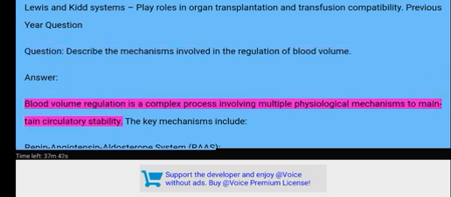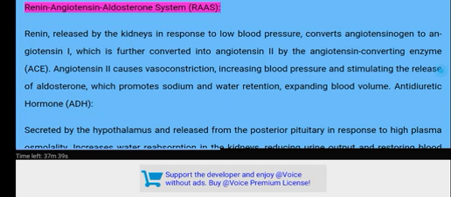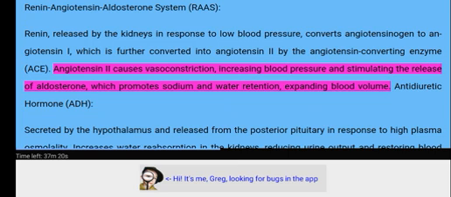Answer. Blood volume regulation is a complex process involving multiple physiological mechanisms to maintain circulatory stability. The key mechanisms include the renin-angiotensin-aldosterone system, RAAS. Renin, released by the kidneys in response to low blood pressure, converts angiotensinogen to angiotensin I, which is further converted into angiotensin II by the angiotensin-converting enzyme, ACE. Angiotensin II causes vasoconstriction, increasing blood pressure and stimulating the release of aldosterone, which promotes sodium and water retention, expanding blood volume.